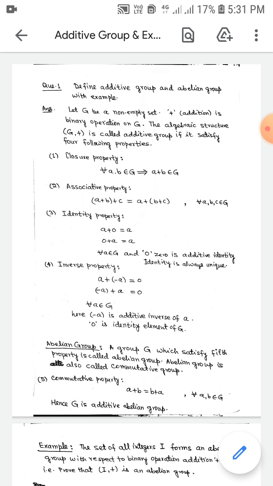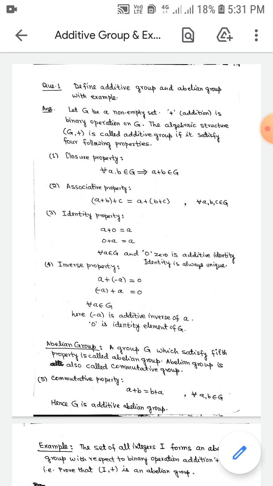addition modulo, multiplication modulo. So the algebraic structure G comma O, here this group is additive, so we consider plus. So G comma plus is called an additive group if it satisfies four properties. These four properties are closure property, associative property, identity property and inverse property.